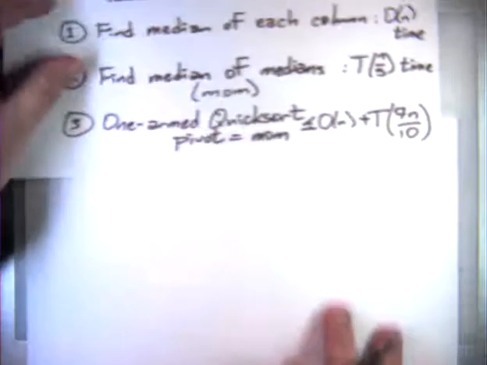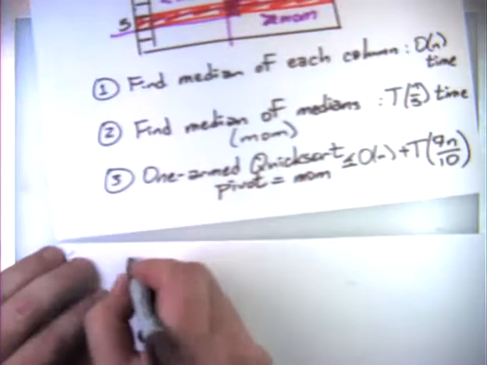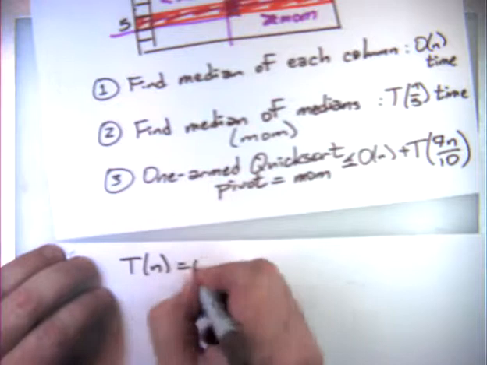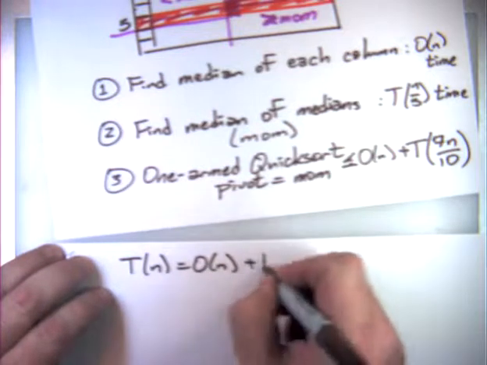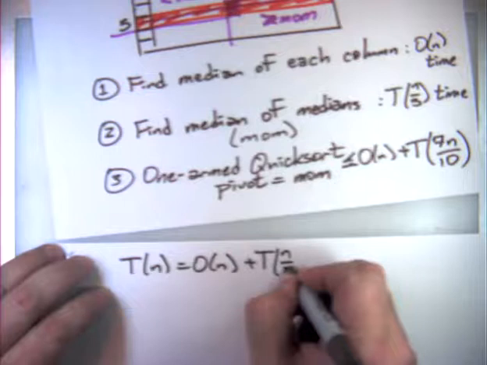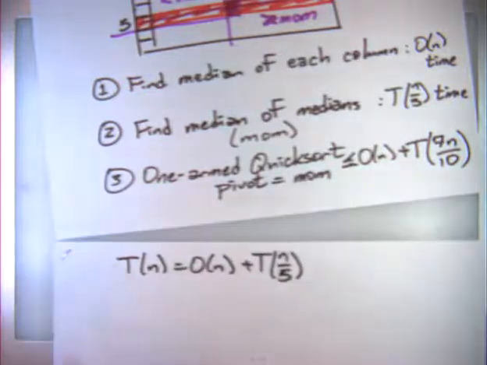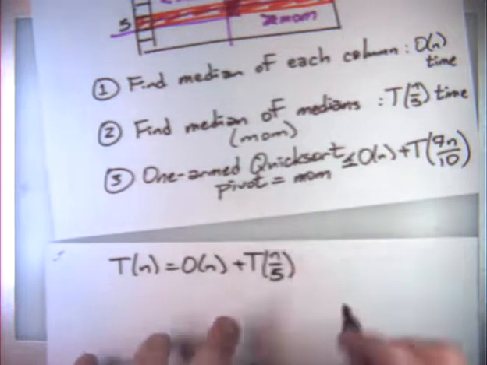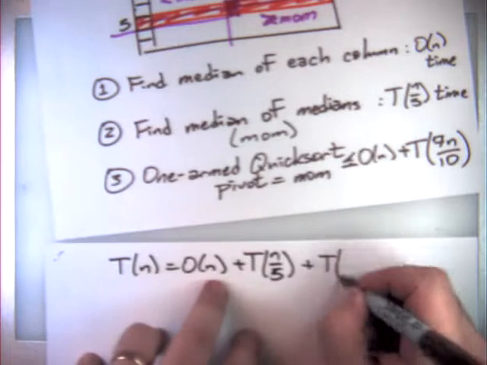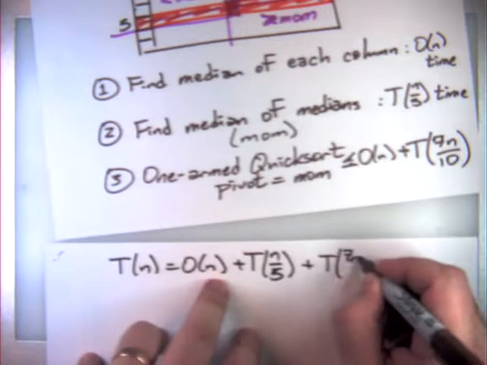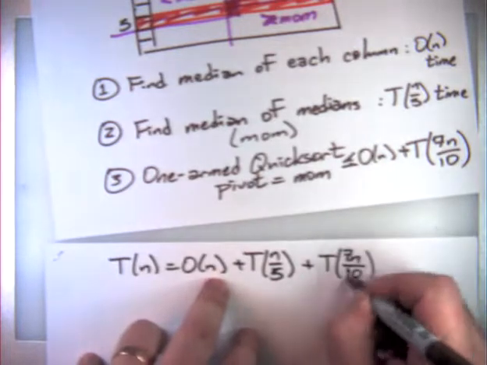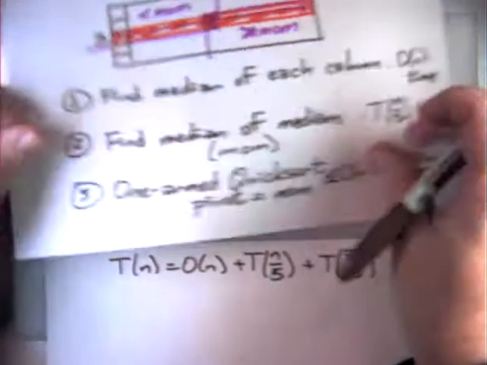Okay, so if I put all these pieces together, I'm going to get a recurrence that looks like this. There's a linear time component, and then there's the T of n over 5 term from finding the median of medians, and then there's the T of 7n over 10 term because I'm doing one-armed quicksort.